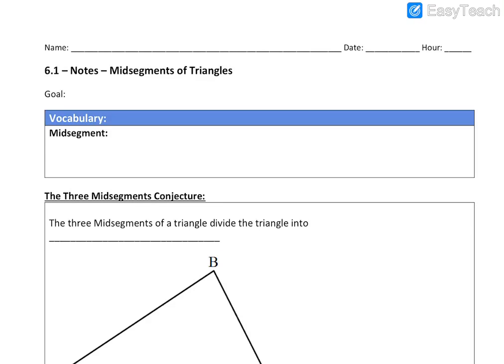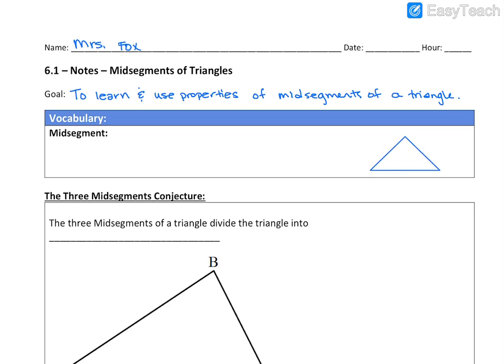Today we are going to be doing the notes for 6.1, which are mid-segments of triangles. Our goal for today is to learn and use properties of mid-segments of a triangle. So we keep saying this word mid-segment. What is it? It's going to be a segment that connects the midpoints of two sides of a triangle. So let me show you.